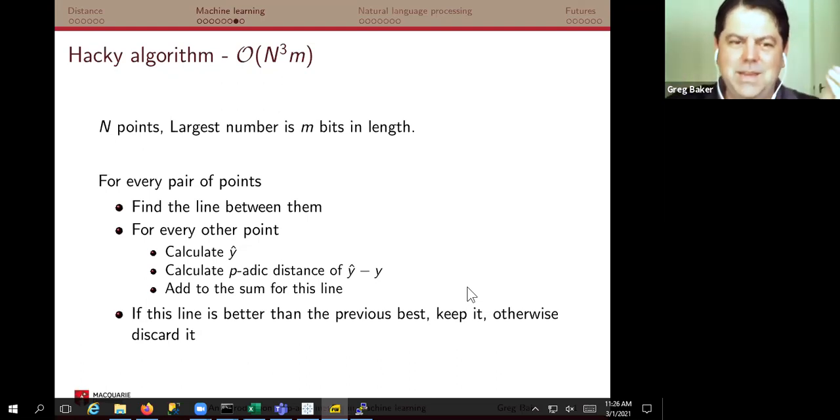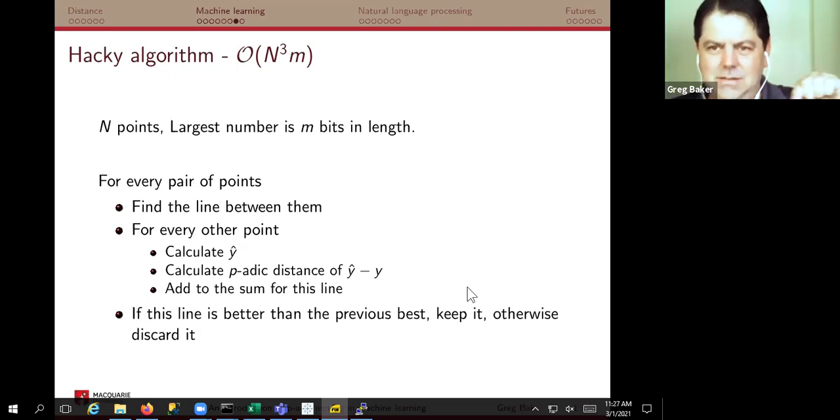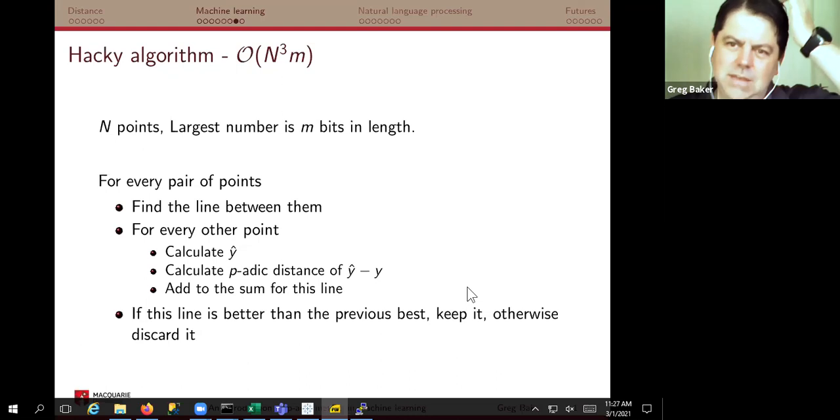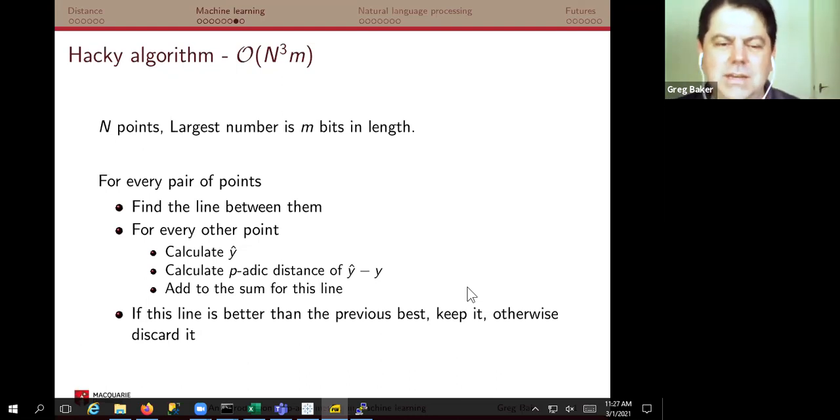Let's just take every pair of points and draw a line through them. And then for every other point, we calculate, well, how far away are you from the line? Calculate the p-adic distance, add it up, and then if that's better than anything we've seen before, we hang on to it. If it's equal, then we add it to the set. Otherwise, we throw it away and move on to the next pair of points.